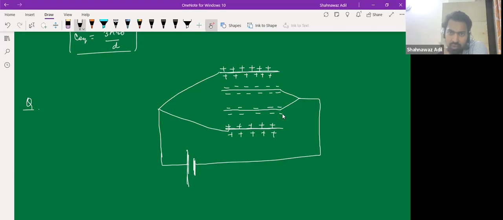Sir, 2. Absolutely right. Good. So we have this one and this one, right? So this is negative, negative, so this cannot act as a capacitor. Good. So which means that this area is A and this distance is D. Similarly, this area is A and this distance is D.